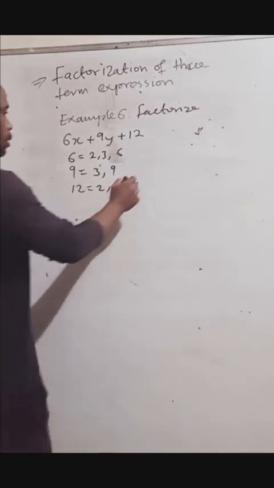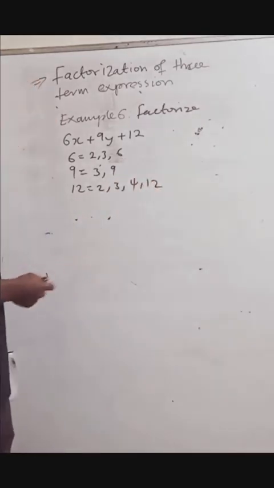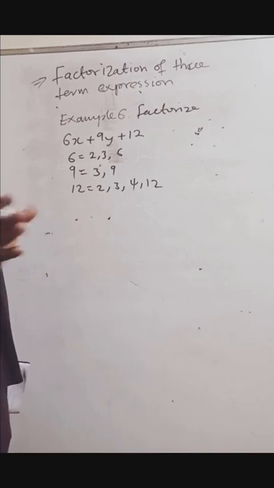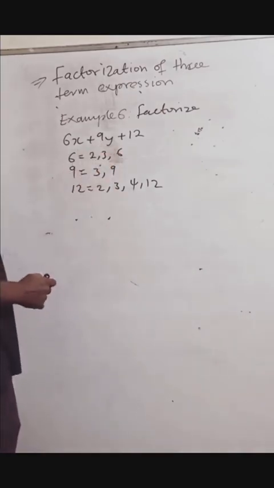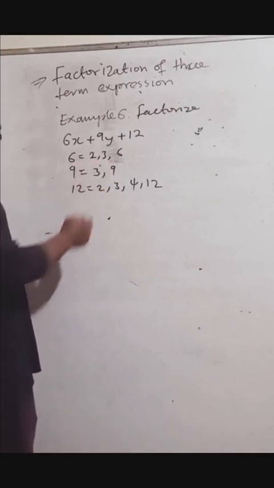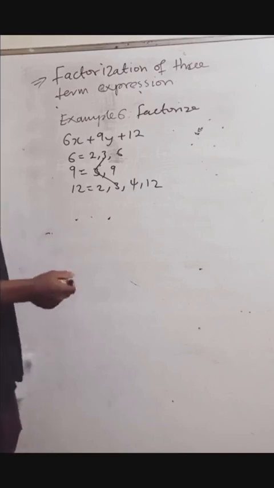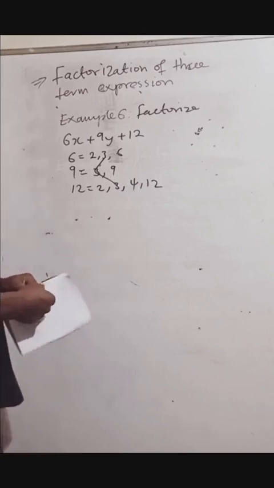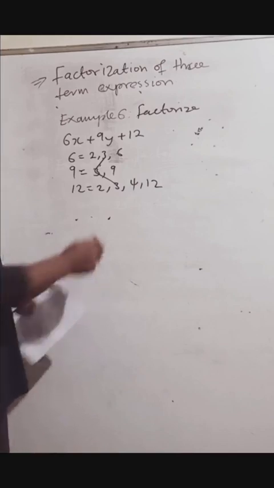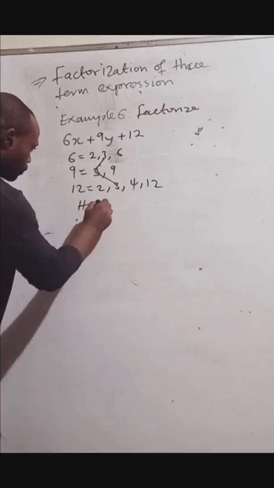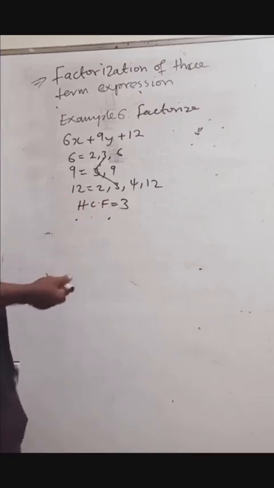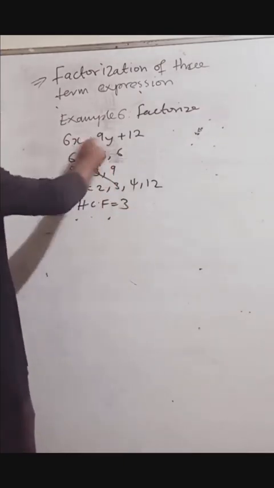The next thing, we're going to compare the factors of the three numbers and look for the highest common factor. And the highest common factor here is 3. So 3 is the highest common factor. So our HCF is equal to 3. The next thing we're going to do, we're going to use 3 to divide this expression.